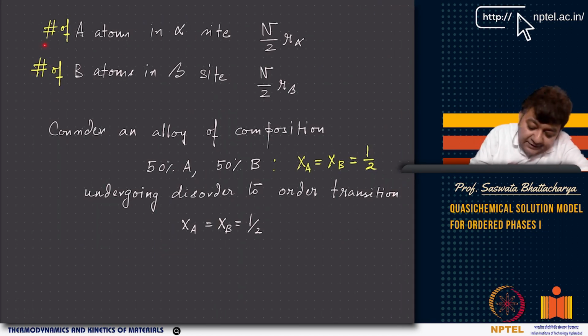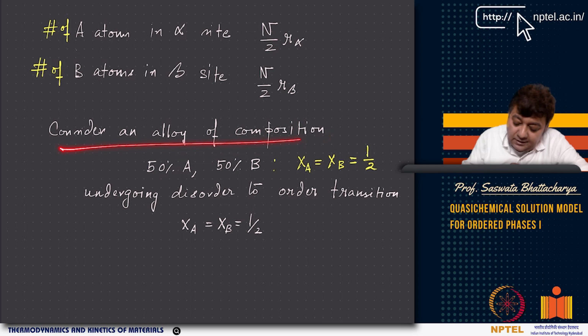So number of A atoms in the alpha site is n by 2 into R alpha, because R alpha is basically the fraction of alpha sites occupied by A. So number of A atoms in alpha site is n by 2 R alpha. Similarly, number of B atoms in beta site is n by 2 R beta, right? This is n by 2 R beta.